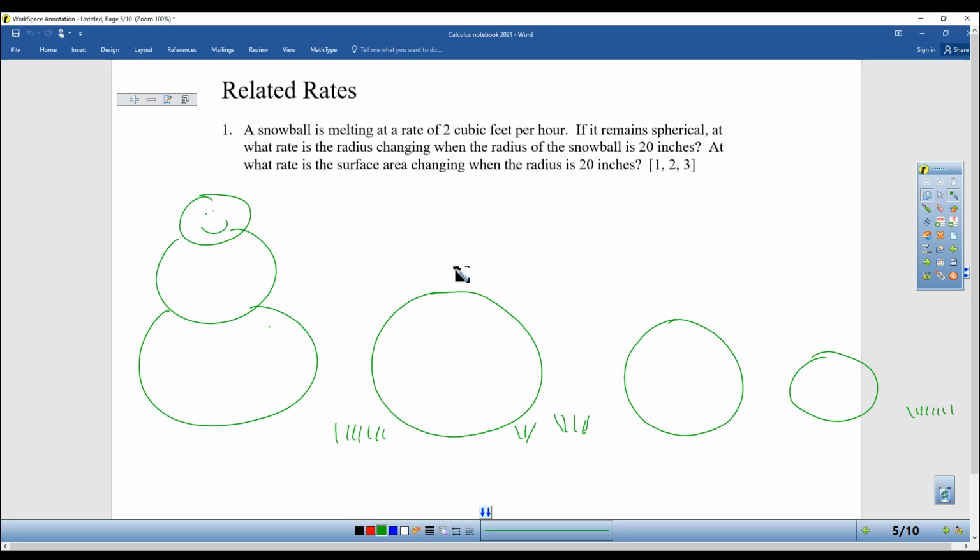So if every single time it's melting at a rate of 2 cubic feet per hour, when you have a good size radius, that 2 cubic feet is not going to hardly show up. Let's say it takes, I know it won't take it off the bottom, but let's just say it takes a little bit off the whole area. When you have a smaller radius, then that same volume cuts much deeper into it. And when your radius is really small, the whole thing can just go away.